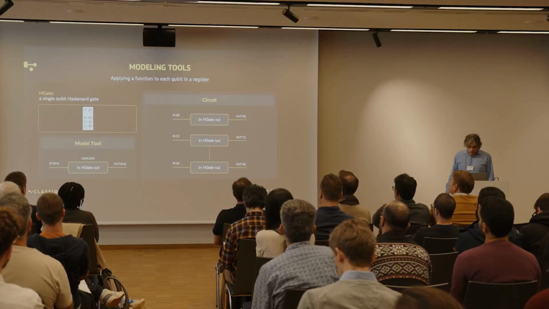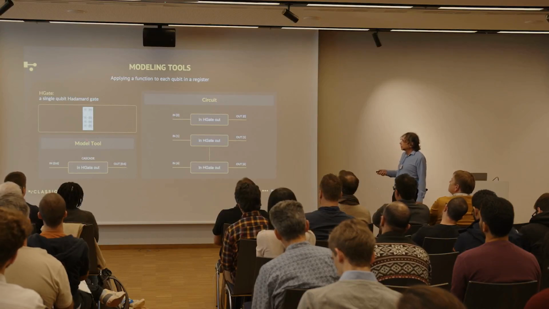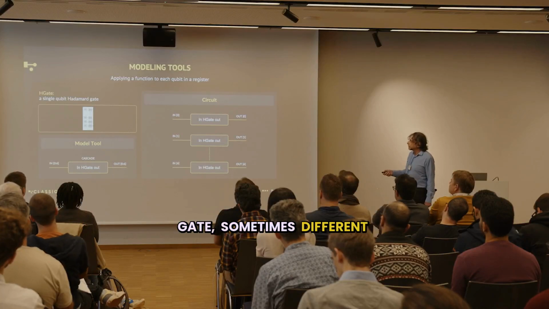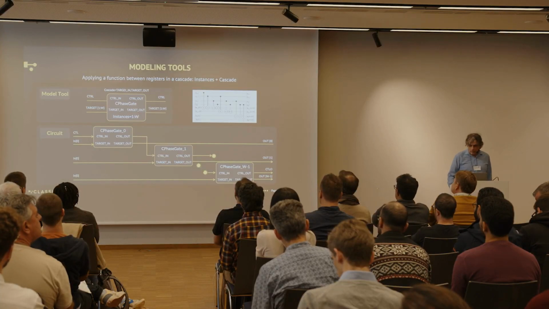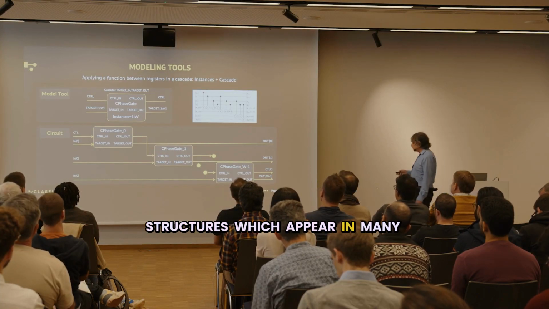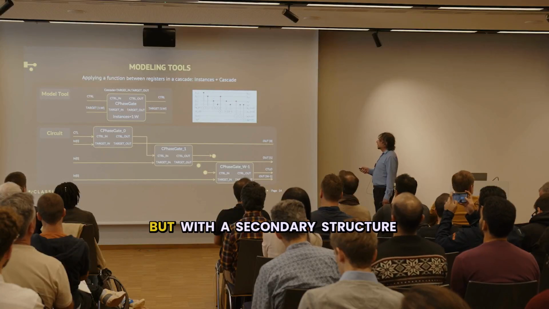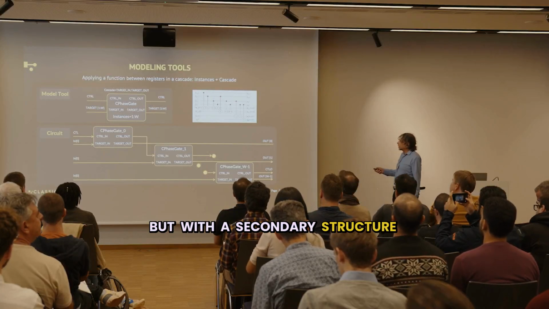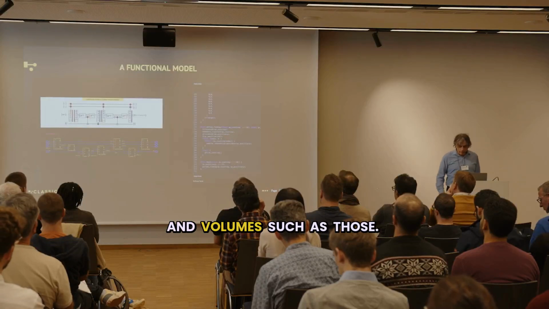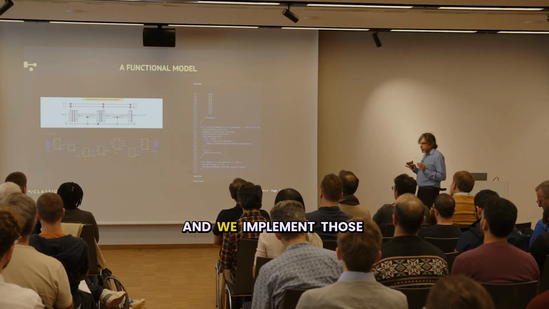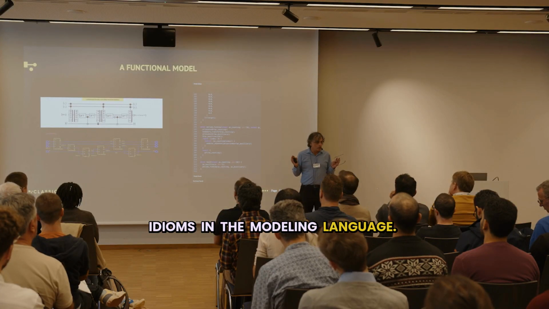Sorry. And Bettina mentioned the for loop over gates, so this is another idiom of gates, sometimes the same gates, sometimes different gates on 2 bits. And then some more complex structures, which appear in many algorithms. So a cascade here or a slide, but with a secondary structure. And more idioms such as those, and we implement those idioms in the modeling language.